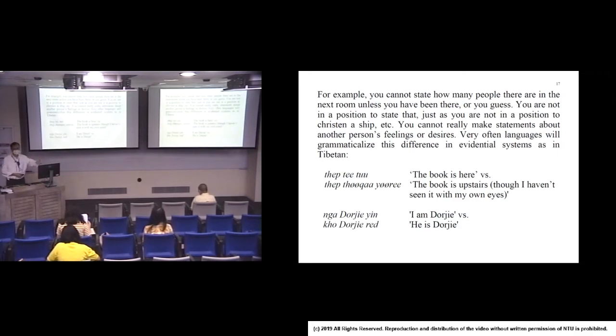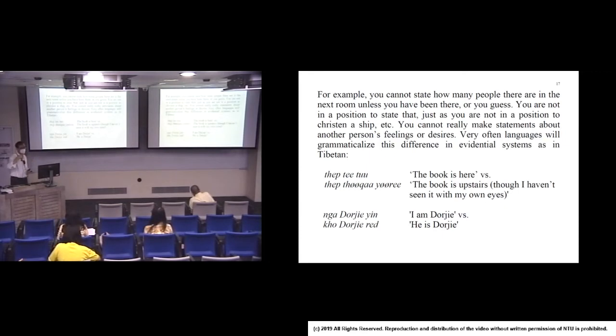So basically what he was saying is that our statements are subject to the same felicity conditions as the other performatives. And sometimes these things will be grammaticalized in languages. So like in Tibetan, there's what we call an evidential system, now we call it mostly an egophoric system. So you can only speak from your own opinion. So there's a difference in marking when I say, I am Randy, and you are Dorje or whatever.